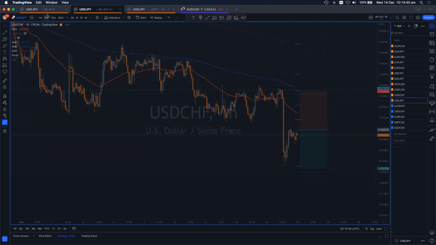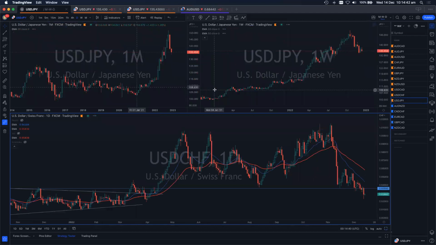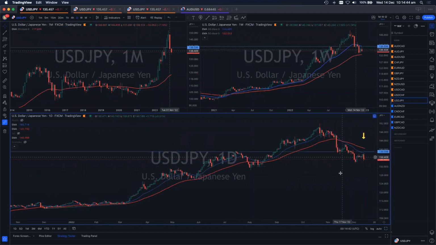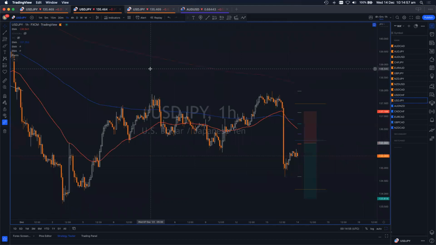Dollar yen. Dollar yen, it's been messing around for quite a while, hasn't it? We thought it might pull back yesterday, but didn't quite get there. The news came out, and with the yen strength and the dollar weakness, we got a very bearish day yesterday. Looking for more bearish action today.